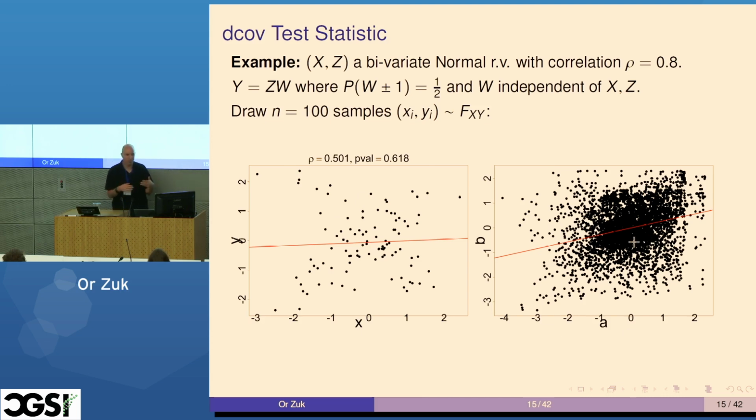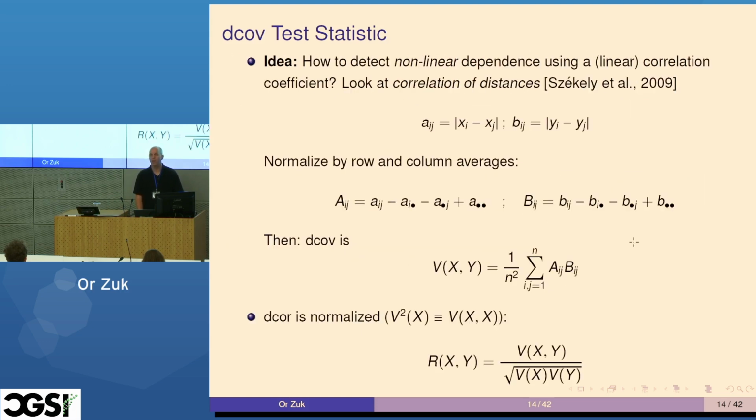So this just illustrates how DCOV manages to detect this dependence. Any questions? Yeah. Do you just use Euclidean distance here between points? Yeah. Would it work if you were to use other forms of distance? Does it have to be Euclidean distance? I don't know. That's a good question. There are also consistency proofs for this particular one. I don't know what happens when you use other metrics.